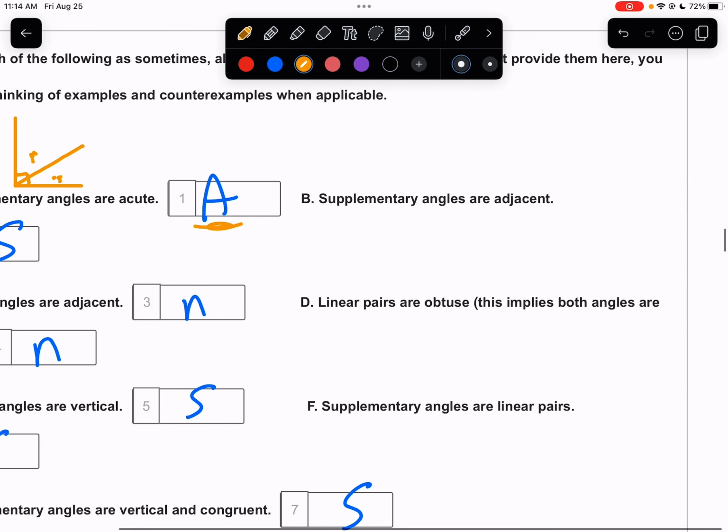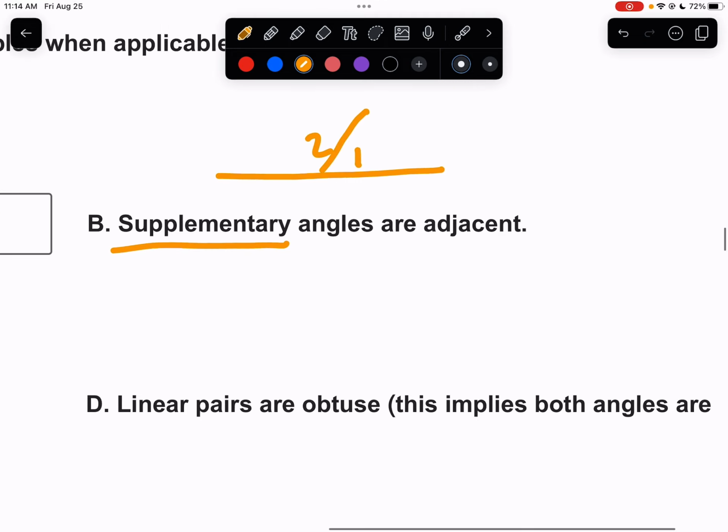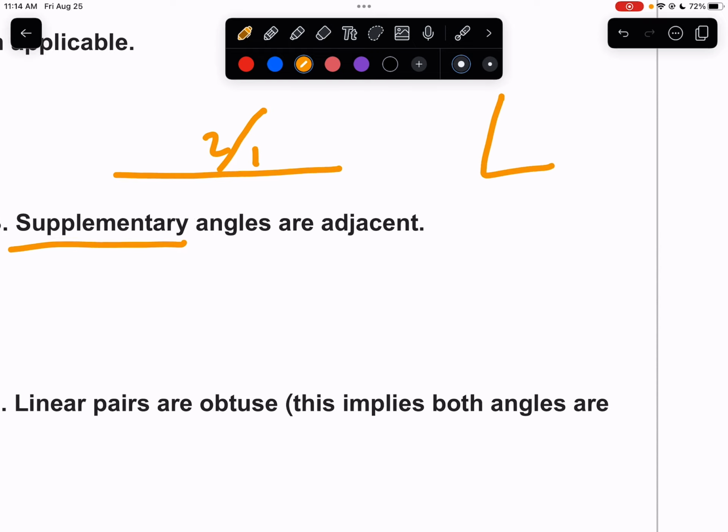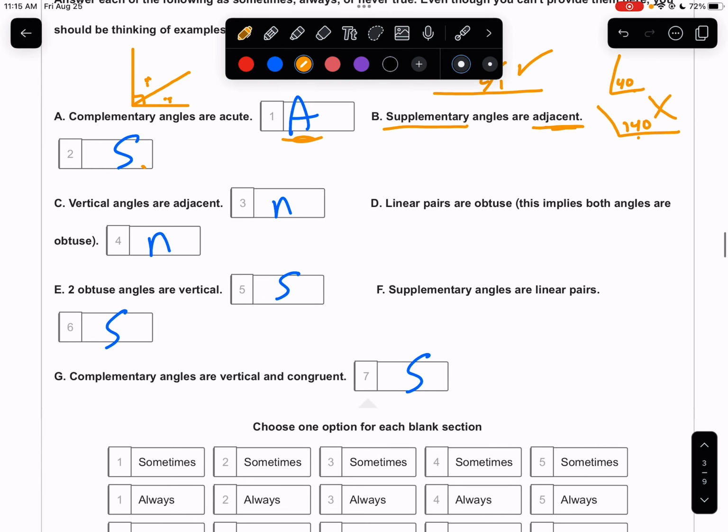You can't do it. Supplementary angles are adjacent. So remember, supplementary angles are two angles that add up to 180. So could I have angles 1 and 2 form a line? Yep. So it can happen. Or could I have two angles like a 40-degree angle and a 140-degree angle? These are not adjacent. Remember, adjacent means next to or touching. So can it happen? Yes. Does it have to happen? No. So that's where sometimes comes in. That's why the answer was sometimes. So I'll write it over here so it's easier to see, but it's sometimes.